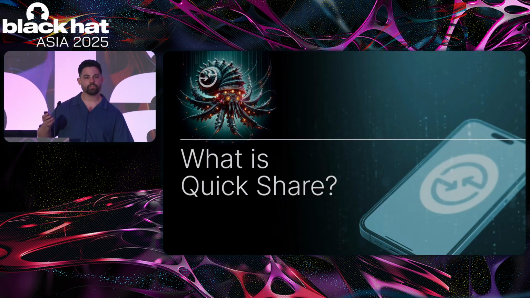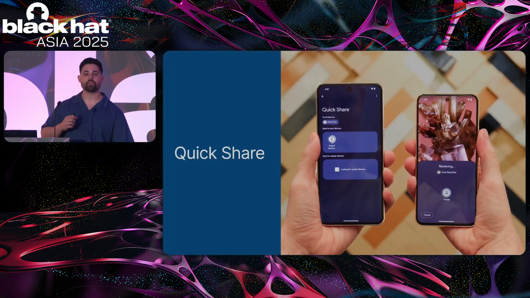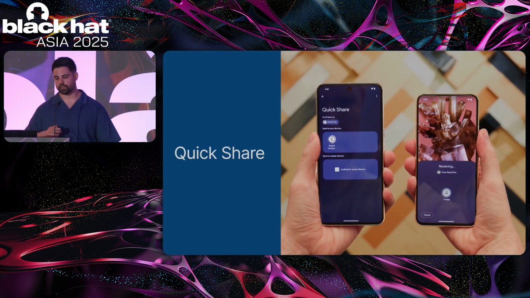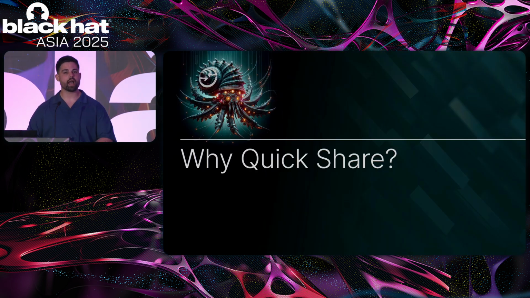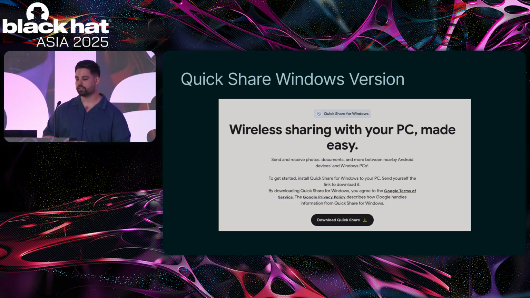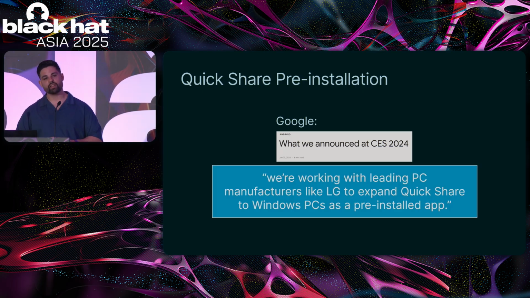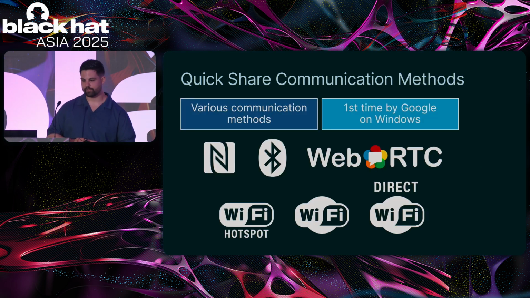So, for those of you who are not familiar with QuickShare, QuickShare is Google's nearby file transfer solution for Android, same as Apple's AirDrop. Now, the reasons why we chose QuickShare as the target are a few. First of all, Google has recently announced a Windows version of QuickShare, allowing users to share files between Windows computers and Android devices. And at CES 2024, Google announced that they're working with leading PC manufacturers like LG to expand QuickShare as a pre-installed app for Windows, making it a much more attractive target.